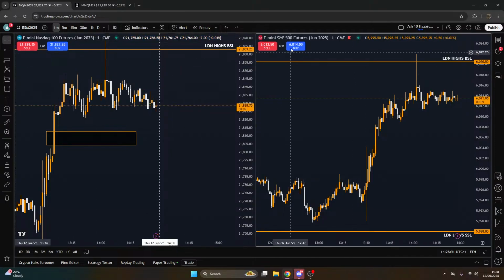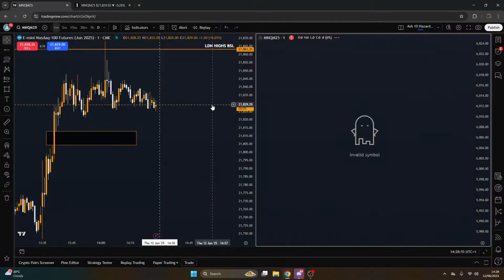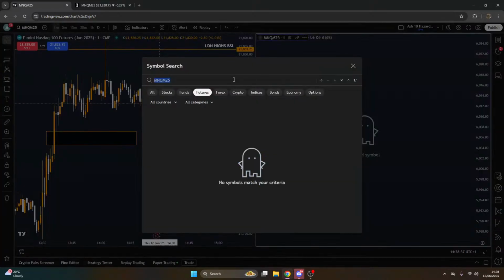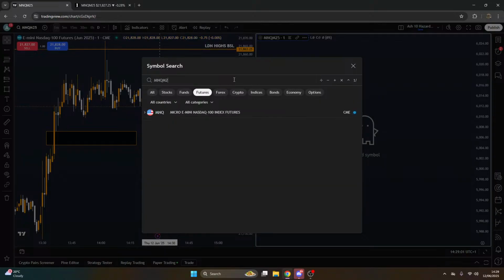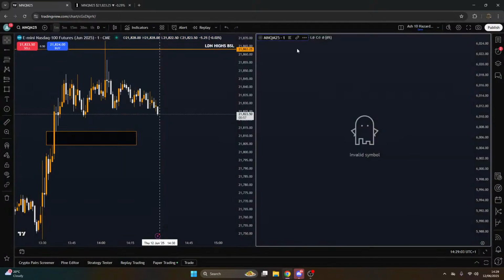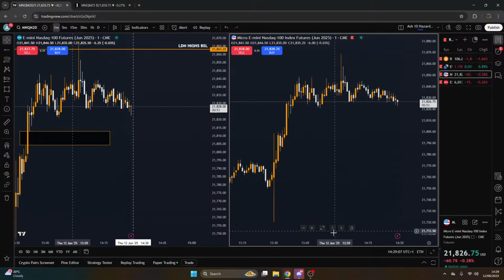And if anyone's confused about what I mean by MNQ, oh, why has it done that then? MNQM25. There we go. Bro, what is it doing? Oh, there we go. Okay, cool.